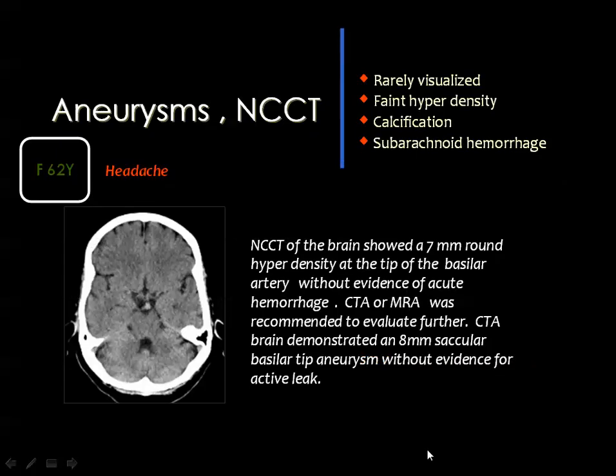And regarding the appearance of aneurysm on the non-contrast CT scan, sometimes if the aneurysm is small, you cannot see it, and the scan will be interpreted as normal. But if the aneurysm is a little bit sizable, then you can see faint hyperdensity at the site of the aneurysm, like here, and you see a small aneurysm at the tip of the basilar artery, which is relatively hyperdense in this non-contrast study. If the aneurysm is more sizable, then you can detect the calcium in the wall. If the aneurysm has ruptured, then you can see the subarachnoid hemorrhage as a complication of rupture of the aneurysm.